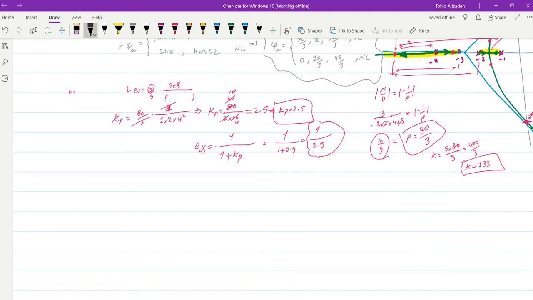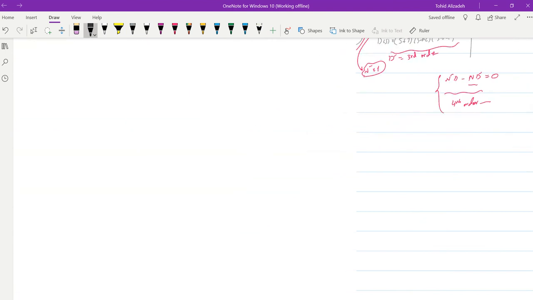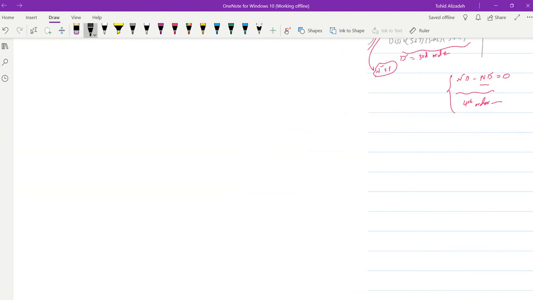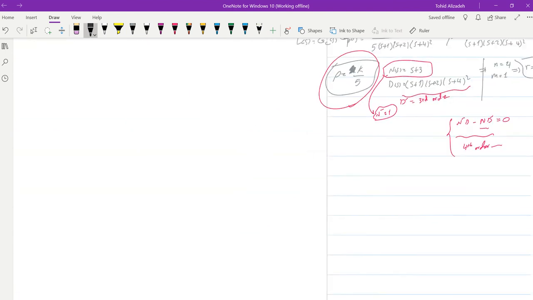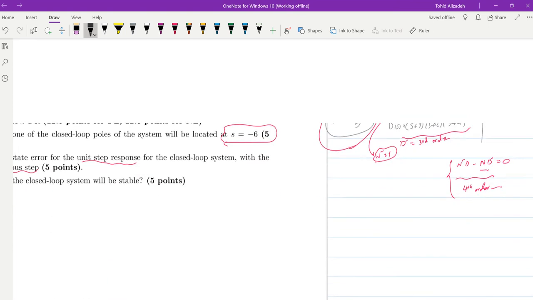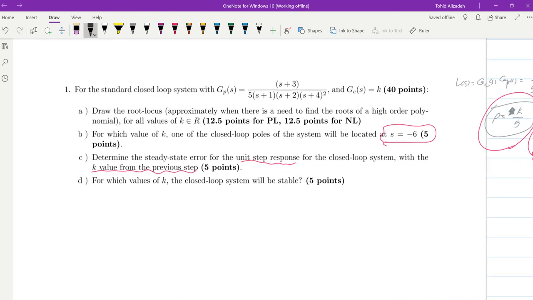Alright, so now I think we are done with this problem. We have solved all the points that we were supposed to do. We did this, and this. All the points are done right now.